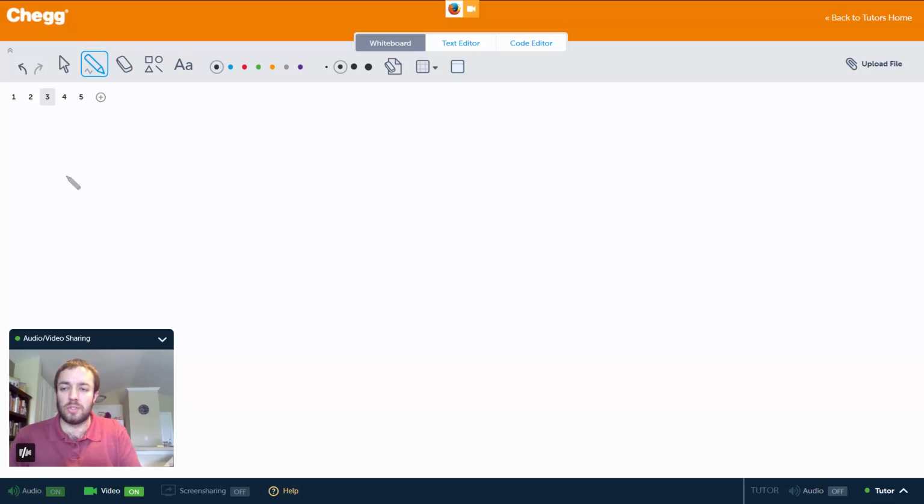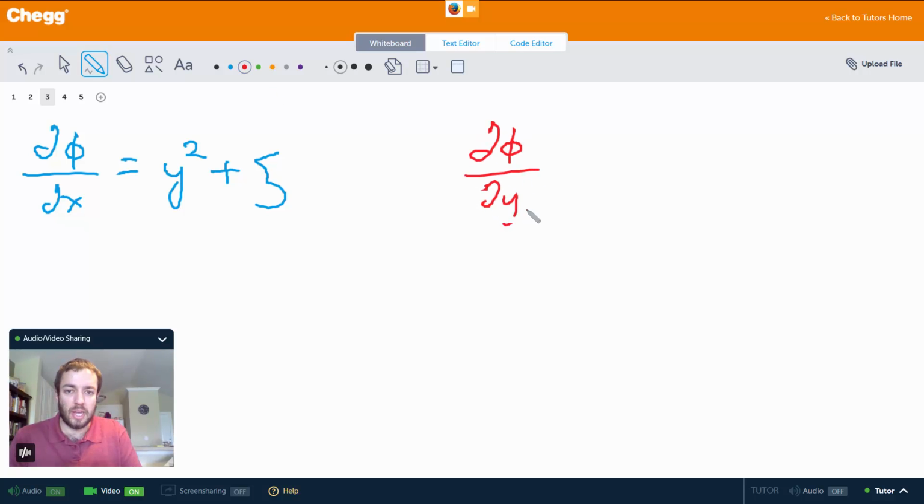So the equations that we want to solve are del phi del x equals y squared plus 5, and over here, we're going to have del phi del y equals 2xy minus 8. So we just solve these one at a time individually, and then we combine the results, and we'll talk about what that means when we get there.